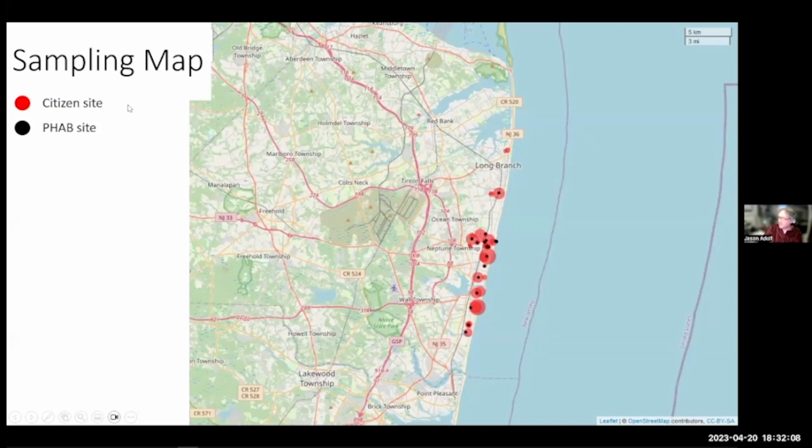This is where we sample for the CLONET program. The black dots are where my lab, which I call the PHAB lab, phytoplankton and harmful algal bloom lab, samples. And then the red circles are where citizens sample at different coastal lakes. And you can see we have sites all the way up at Shadow Lake and Red Bank, Jackson Woods and Long Branch, and then between Lake Takanassee and Wreck Pond. The diameter of each red circle tells us how many samples have been taken at that particular site since 2019 when we started doing this.